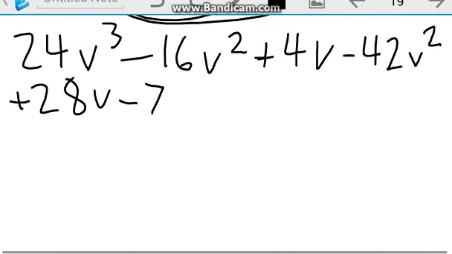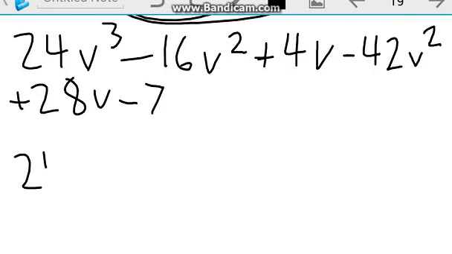So now we have to combine like terms. More than likely, when you're working with distributive property, you always need to add like terms. So I'm going to bring down 24v cubed here, because that is the only term of its kind. There is no other v cubed or v to the third power term.